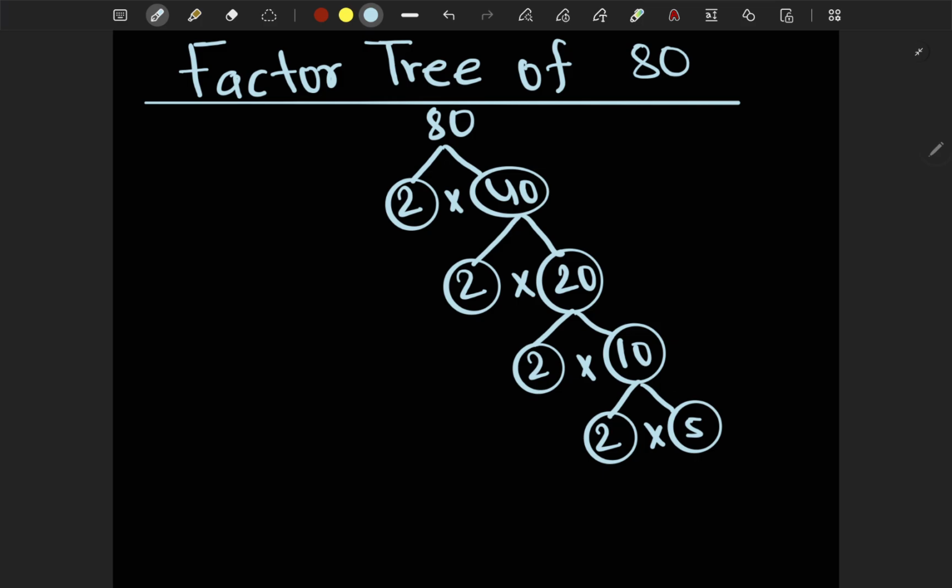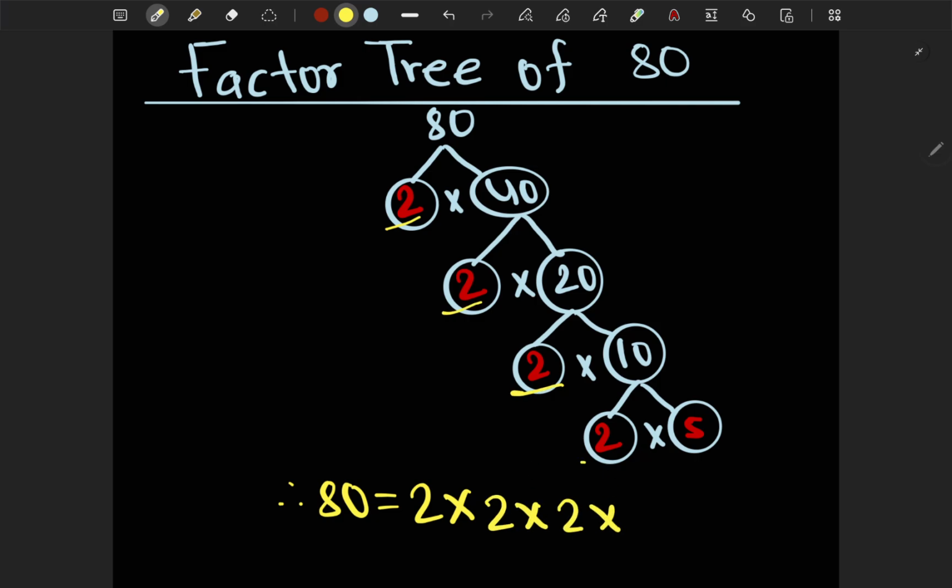So now we have to select the prime numbers in all these numbers. So the prime numbers here are 2, 2, 2, 2 and 5. So now we can write 80 is equal to the product of all these prime numbers, that is these 2, 2, 2, 2 and at last 5.